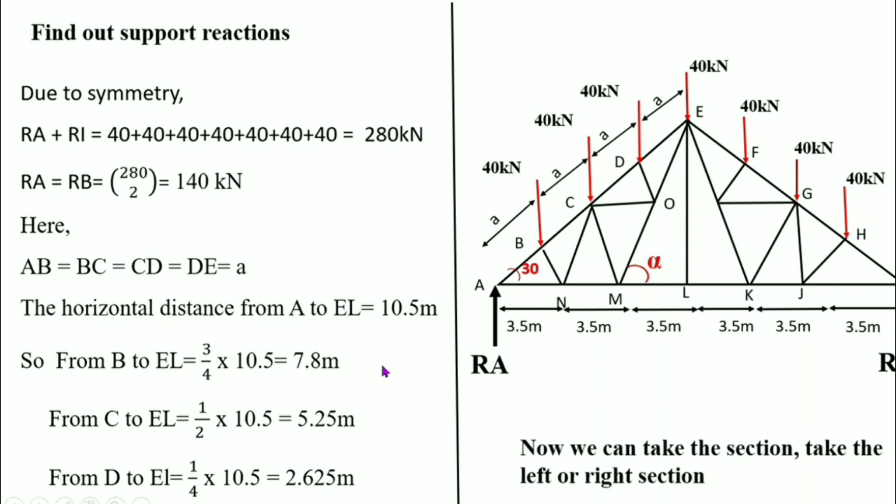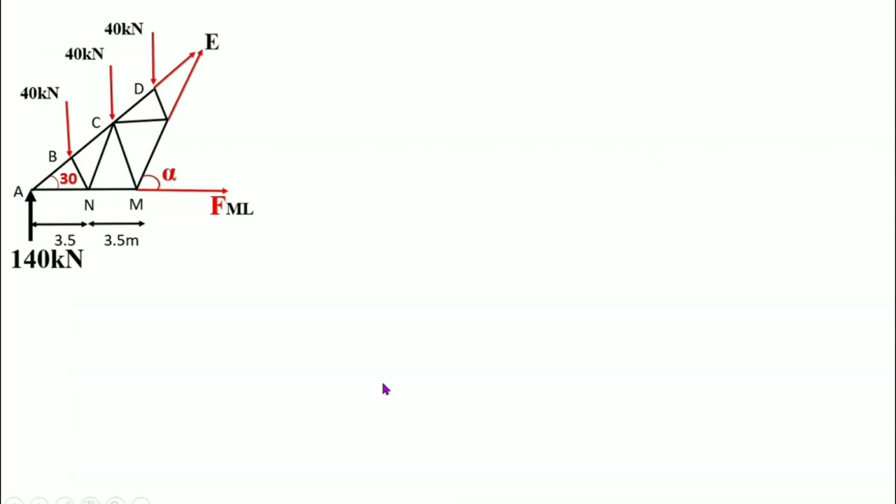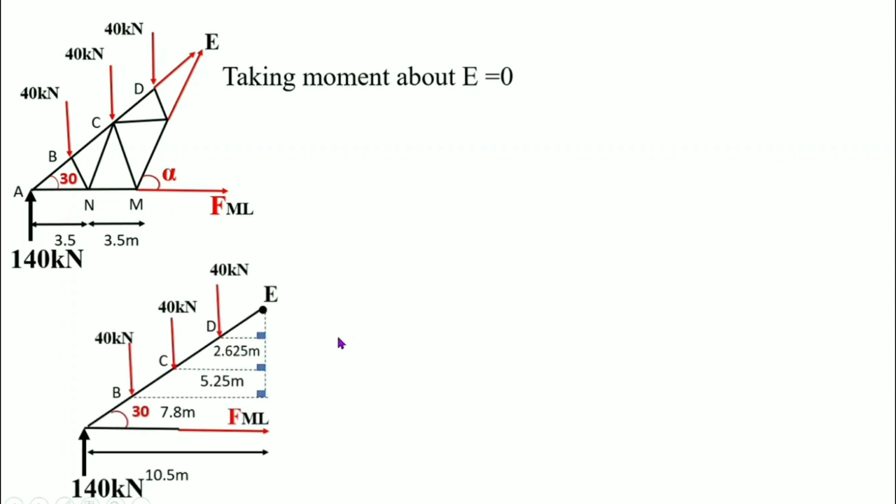Now we can take the section, left or right of the section. We want to find the forces on the members DE, EO and ML. So the section is drawn through these members like this. We can take either left or right of the section. Here I take the left section. Taking moment about E is equal to 0, so we can find angle alpha. This diagram indicates the perpendicular distances with respect to the forces to E.